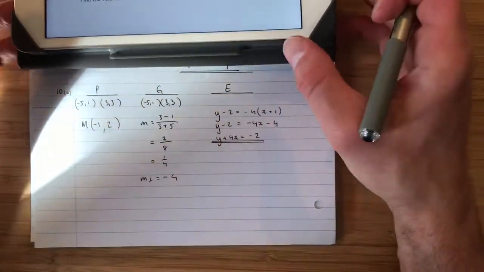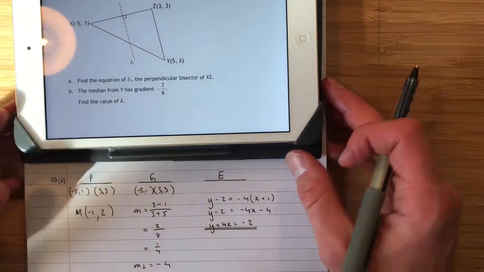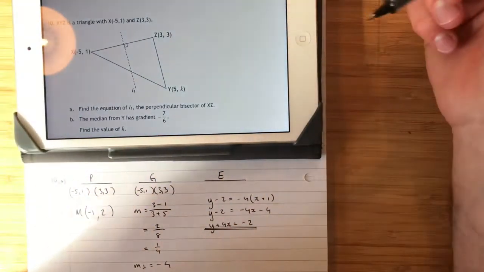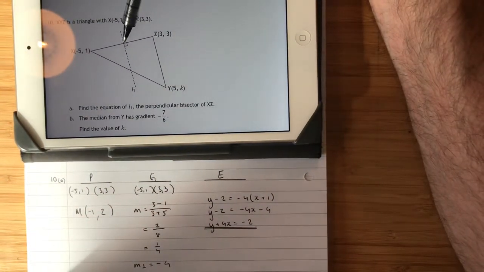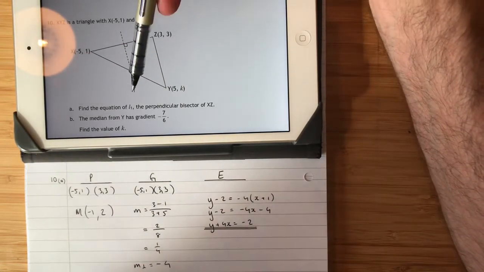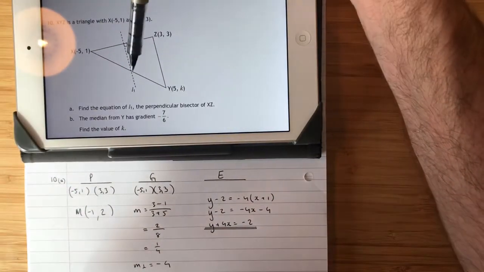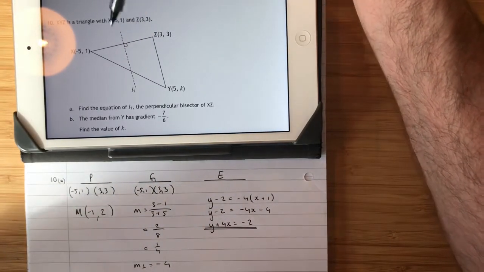And to be clear about what we did there, we found the midpoint of x and z. So we've actually found that point there, and then we found the gradient of xz and we flipped it to get this gradient. So that was a quarter and that gradient's negative 4. And then we found the equation. So the equation of that line is y add 4x equals negative 2.